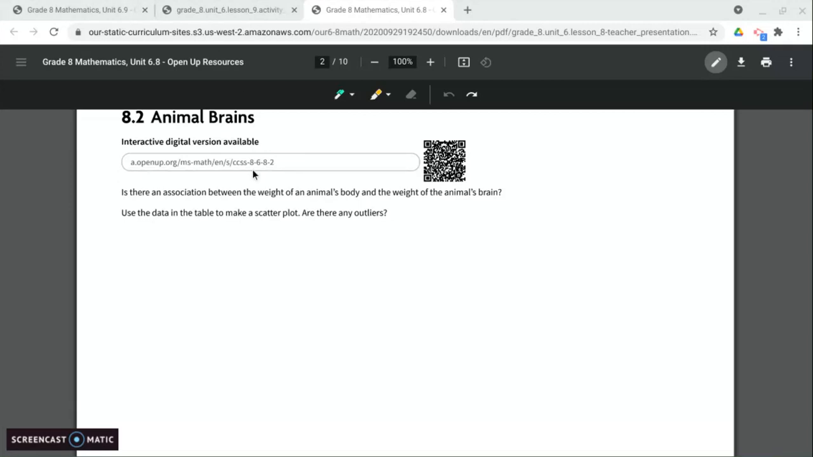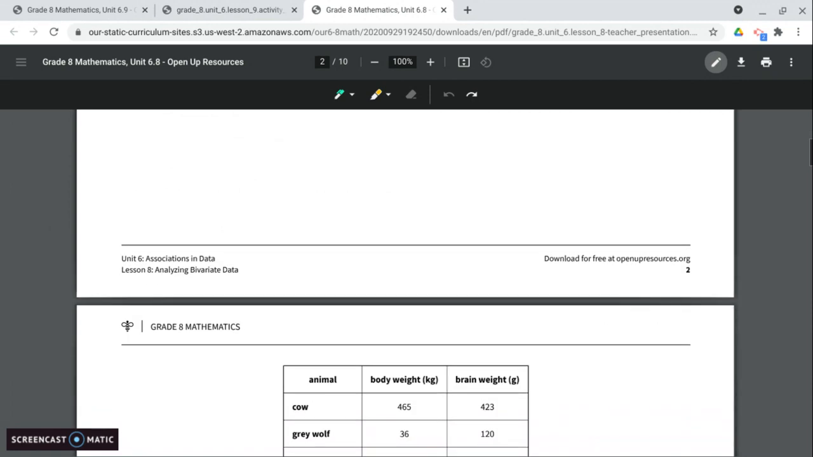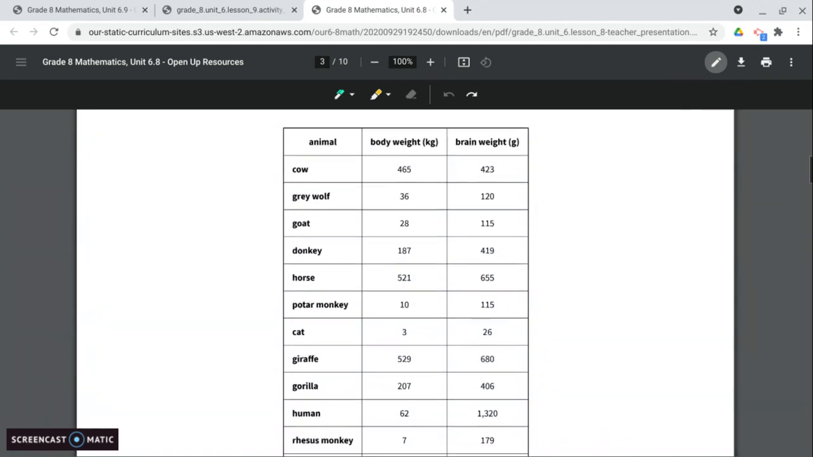So we're looking at animal brains. Is there any association between the weight of an animal's body and the weight of an animal's brain? Use the data in the table to make a scatter plot. Are there any outliers? So here we have all of our values.